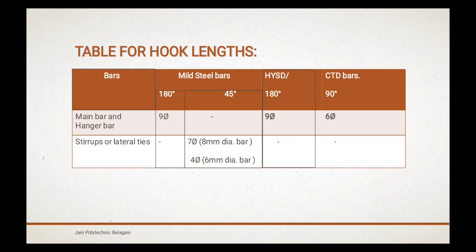Table for hook lengths. Bars: main steel bars 180 degree, 45 degree, HYSD bar 180 degree, CTD bars 90 degree. For main bars and hanger bars, 9 times dia for 180 degree; for 180 degree HYSD bar, 9 times dia; and CTD bar 90 degree, 6 times dia. Stirrups for lateral ties: 7 times dia if 8 mm bars are used, and 4 times dia if 6 mm bars are used.